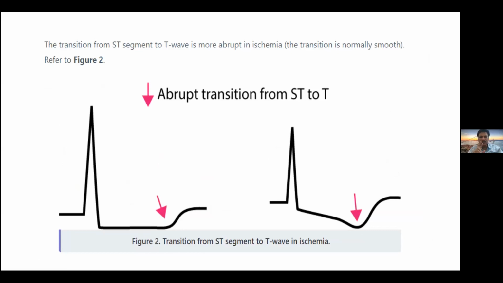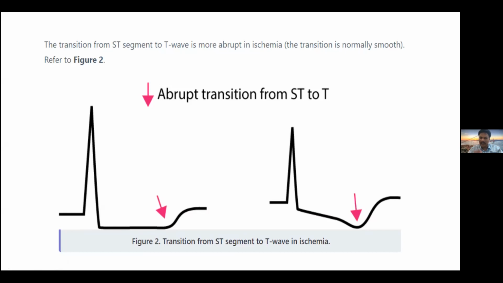So every point is very important. From ST to T, there should be a smooth transition. When it is not happening, when it is happening abruptly, see here there is an abrupt transition from the ST segment to the T wave. There is no smooth transition. Here again, there is a deep T wave. From there, it abruptly rises. So just see this pattern. And if you keep on seeing this pattern in ECGs, and if this happens, then it is ischemia.